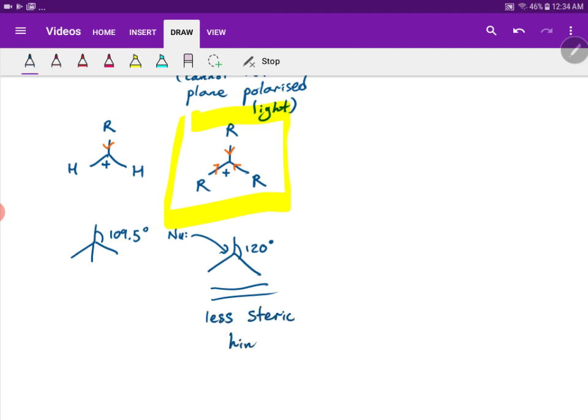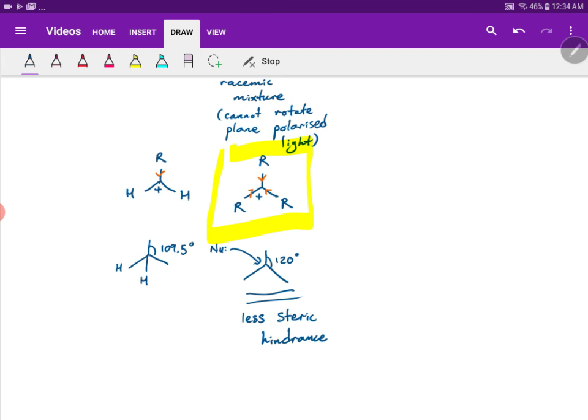So why is this important? Because if we have a very big R group, three R groups there are going to exhibit a lot of steric hindrance. But if two of them are hydrogen atoms, they don't really take up a lot of space, so steric hindrance is not that much of an issue.